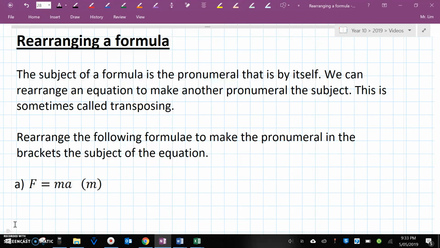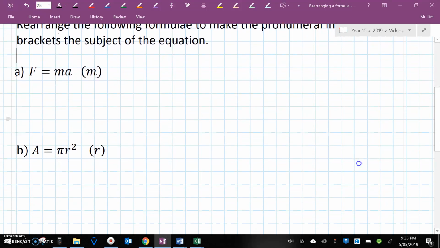We're going to rearrange the following formulae to make the pronumeral in the brackets the subject of the equation. So in question A, we have F is equal to ma. Force is equal to mass times acceleration. F is currently the subject because F is by itself. We want to make m the subject. We want m to be by itself. Therefore, we need to get rid of this a. We need to move it to the other side. The question is, how do we move it to the other side?